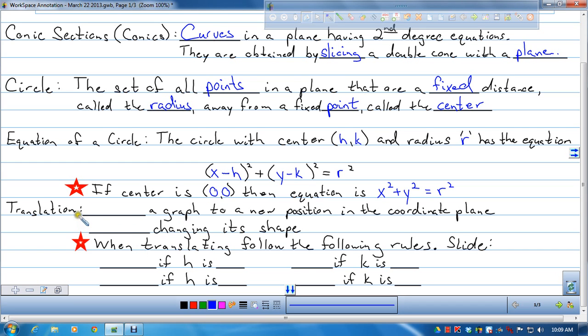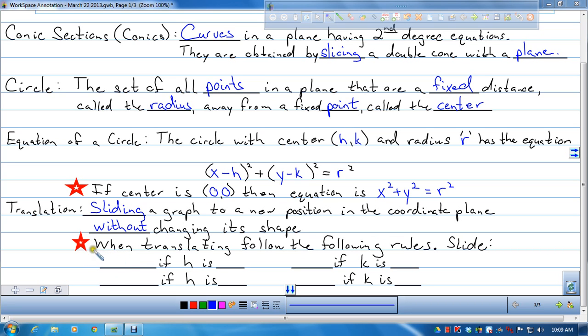Now, let's talk about a translation of a circle. A translation is simply sliding a graph to a new position on that coordinate plane. And we're going to do that without changing its shape. Okay? So we're simply taking the same circle and we are moving it left, right, up, or down. Okay? Now, when translating, the following rules will apply.